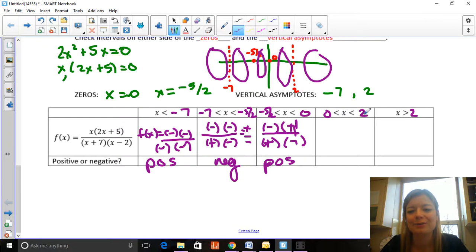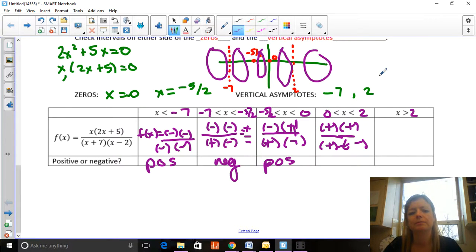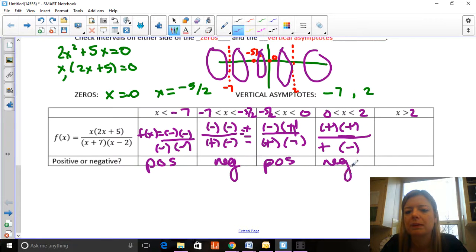If your x is between 0 and 2, then x is positive now. 2x plus 5 is positive. X plus 7 is positive. But your x minus 2 is still going to be negative. I'm really sorry, guys. It might be behind my head anyway. So x plus 7 is positive, and x minus 2 is negative, so you're going to have a positive over a negative, so it's going to be negative there.